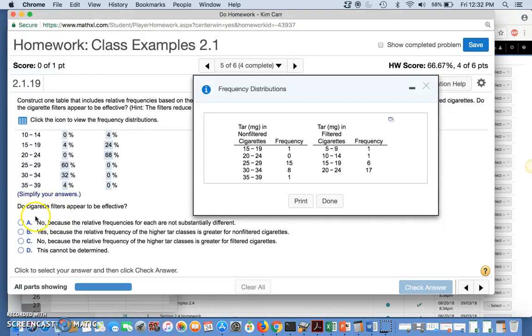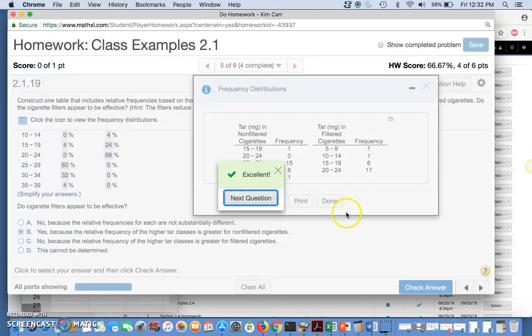Do cigarette filters appear to be effective? Yes, because the relative frequency of the higher tar classes is greater for the non-filtered cigarettes. So we're going to click right there and we're going to check the final answer. And it was correct.